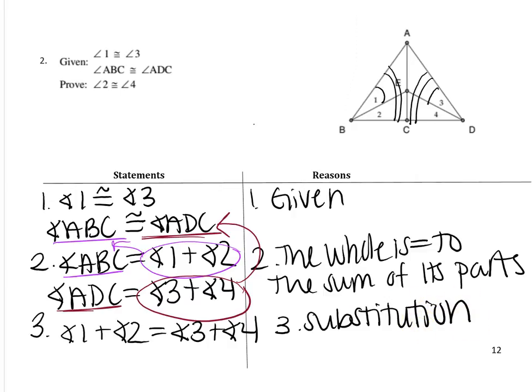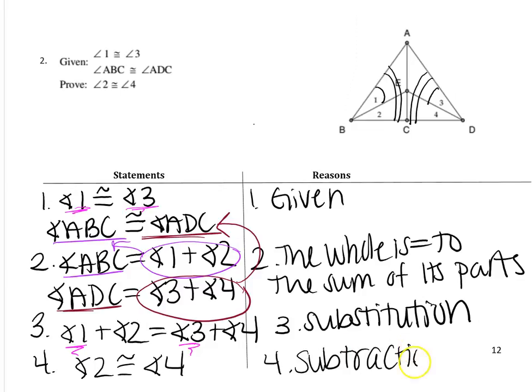Okay, now remember I'm trying to get 2 and 4 congruent. Well, what do I know about 1 and 3? Well, as I said before, 1 and 3 are congruent, so if I subtract them from both sides, that'll leave me with 2 and 4. And then that's the subtraction property. And there you have it.